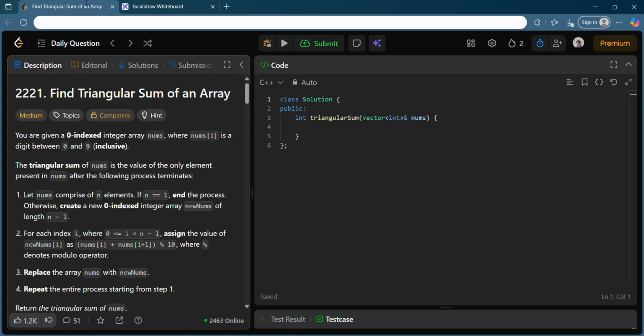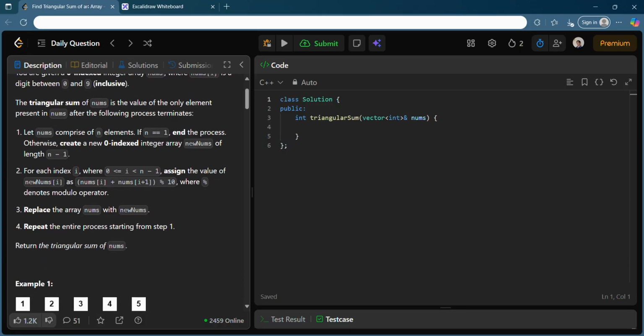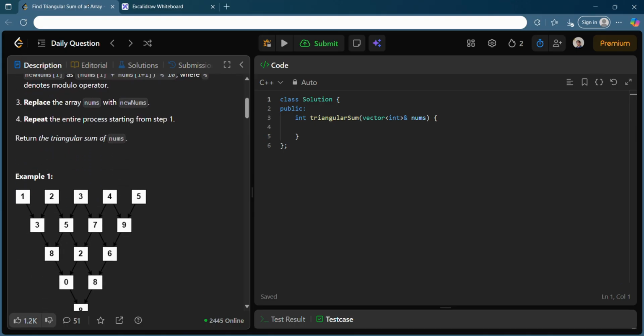So you are given a zero-indexed integer array nums where nums[i] is a digit between 0 and 9 inclusive. The triangular sum of nums is the value of the only element present in nums after performing some number of processes. So what is that process? You take each adjacent pair of elements, add them up, and perform a modulo 10. You keep repeating this until there is only one element left in the array.